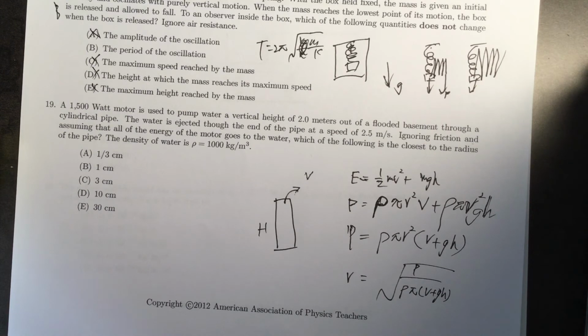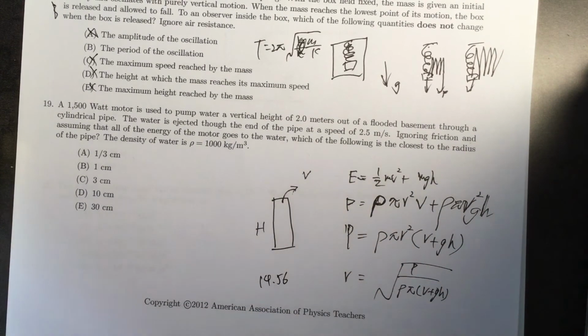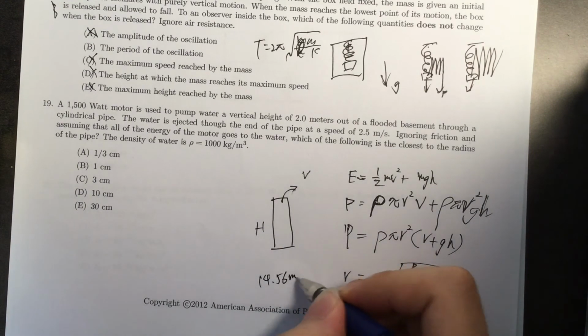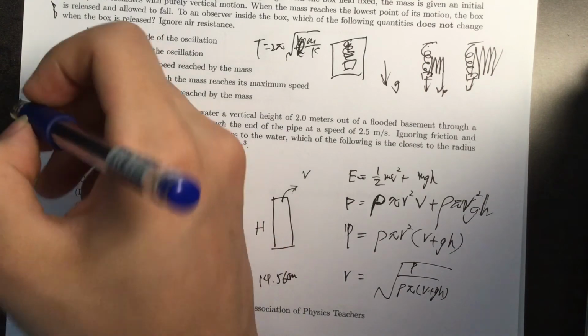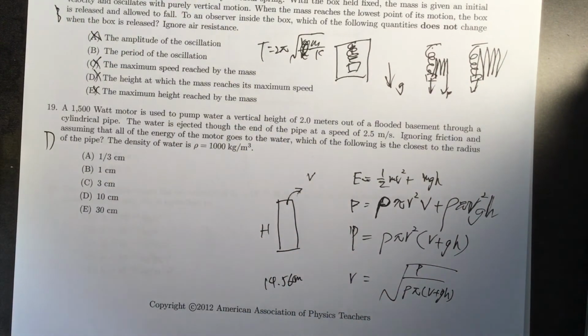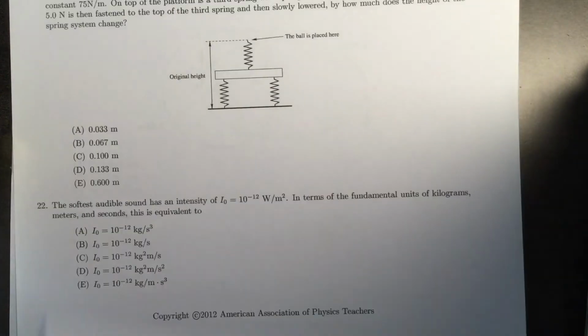Wait, I think I made a mistake here. Oh, I forgot to square root it. Okay, square root, and then times 100 is 14.56 centimeters. So it's closest to 10 centimeters. Okay, let's look at the next one.